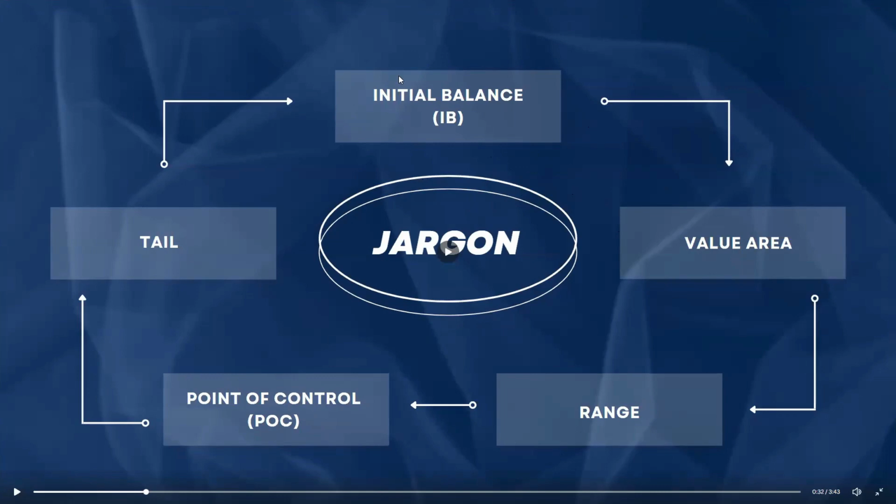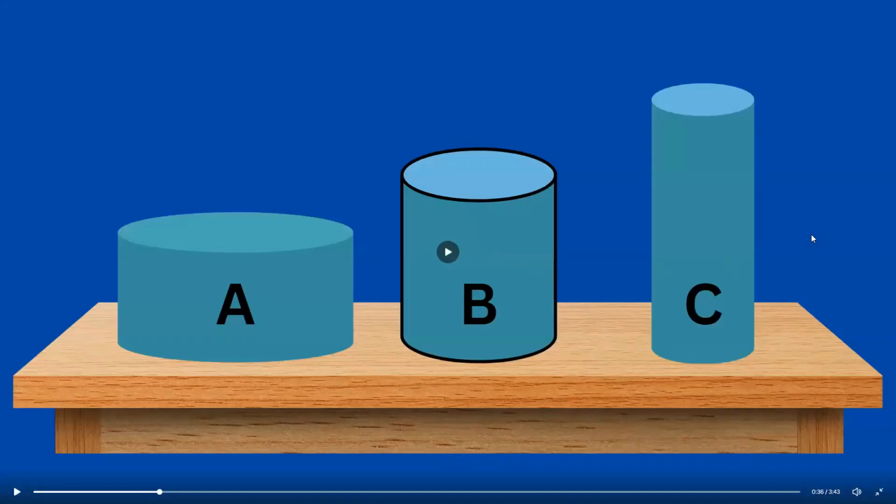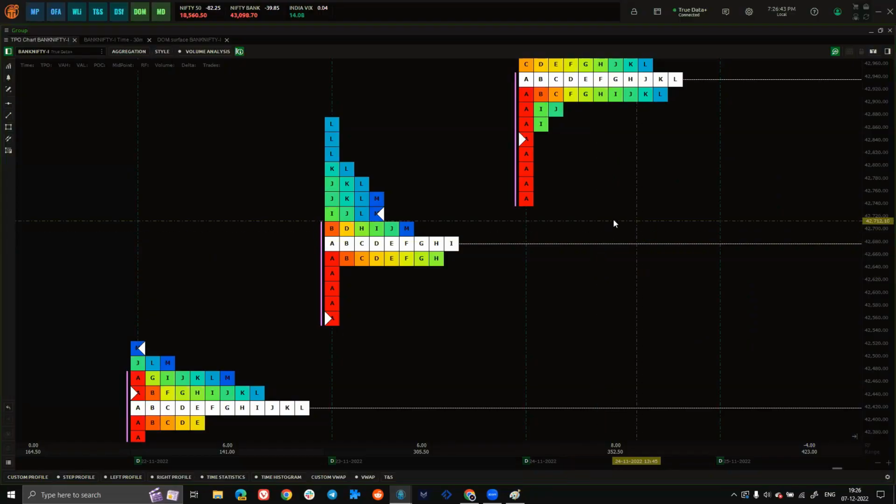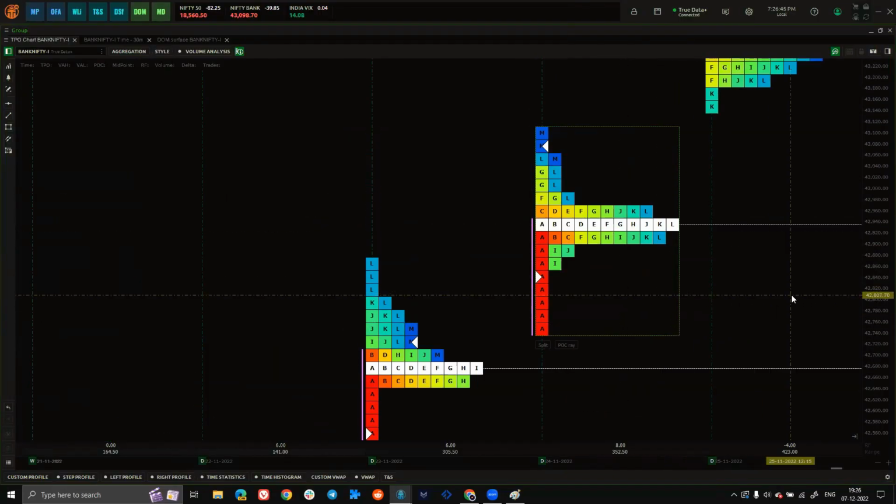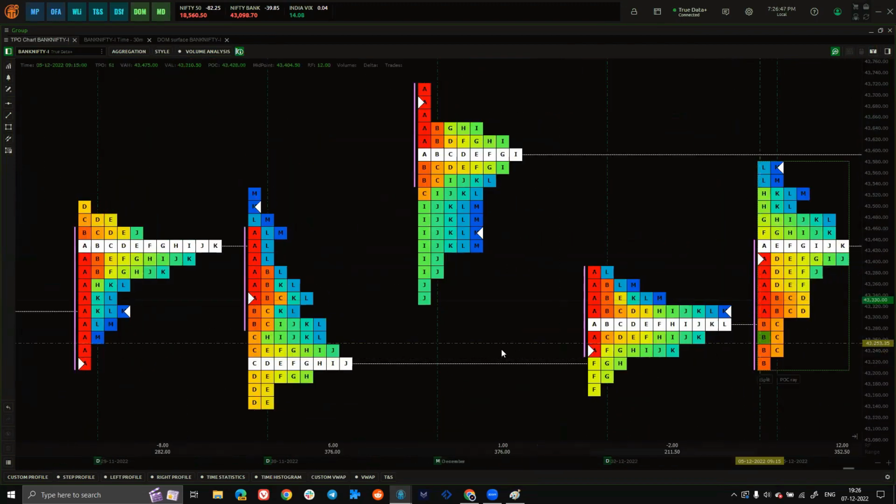So now let's kill this villain, initial balance. It's actually not a villain, it's a beautiful darling. And understanding of this will help you a lot. Before I go into the explanation part and assume my role as a teacher again.